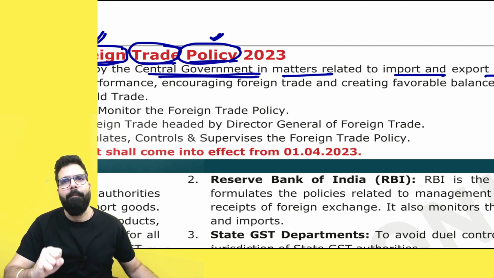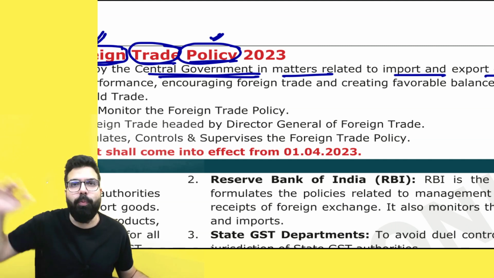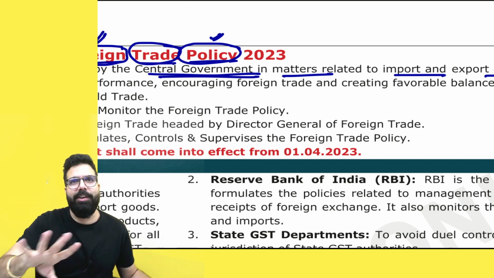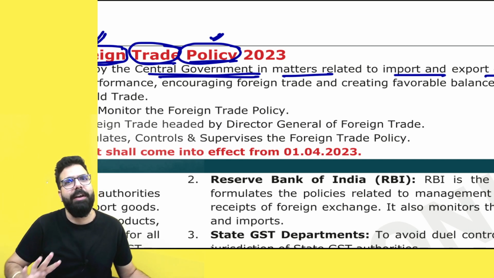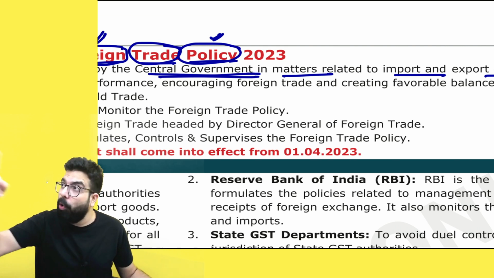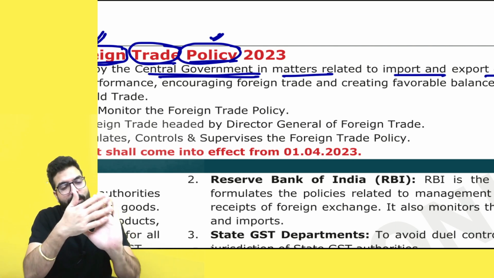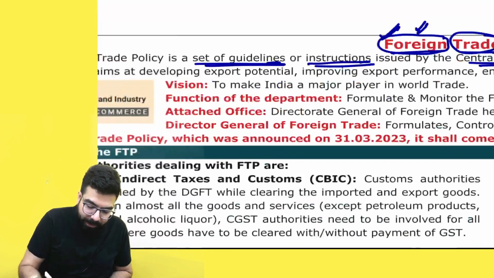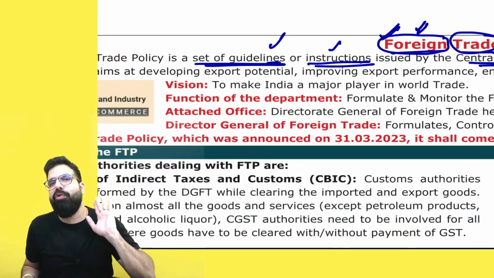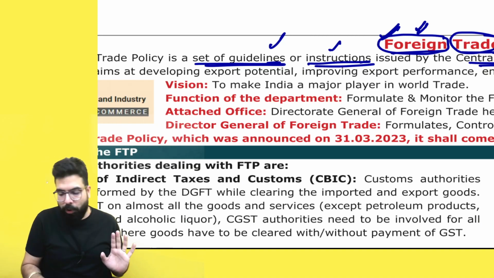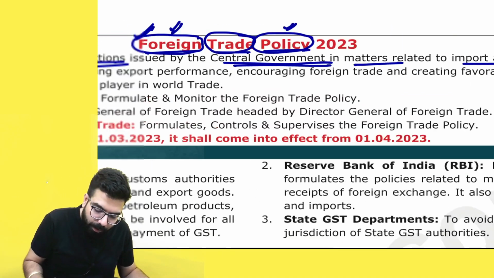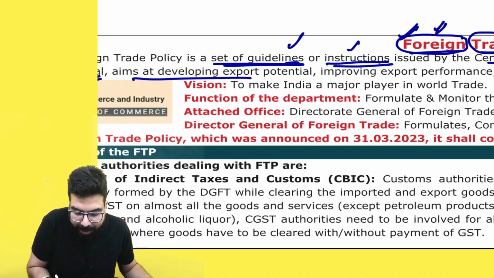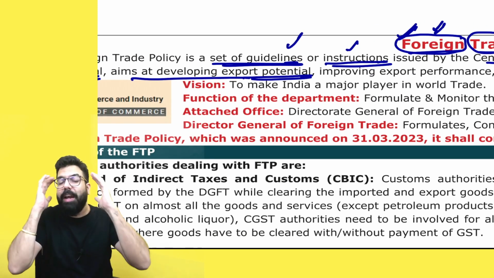For example, now the government doesn't want wheat to be exported. What will the government do under the foreign trade policy? They will restrict it. They will put wheat under the restricted category so that you can export only on getting authorization and a license. So foreign trade policy is nothing other than the set of guidelines and instructions issued by the government with respect to import and export. The foreign trade policy generally aims at developing export potential. Sir, what is the aim of foreign trade policy?